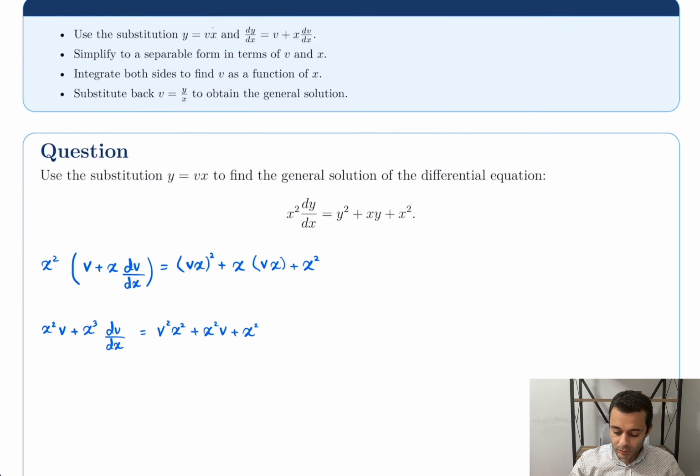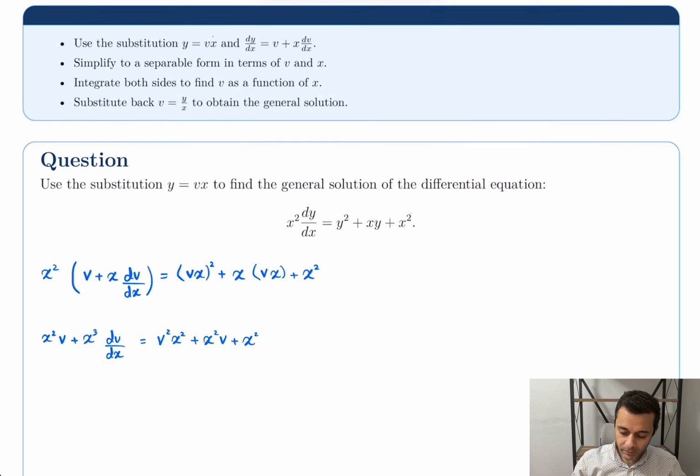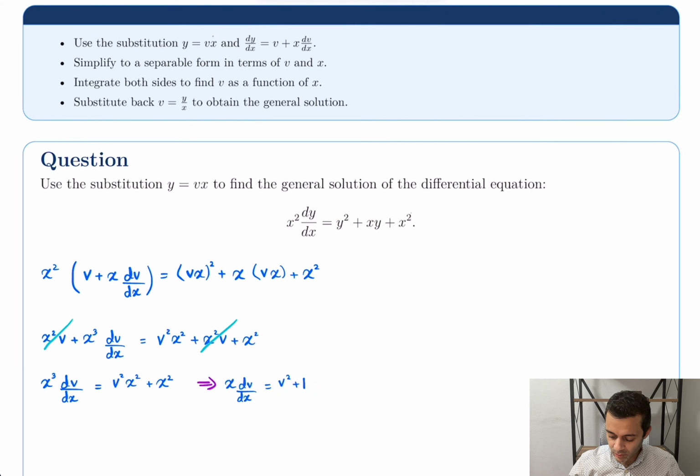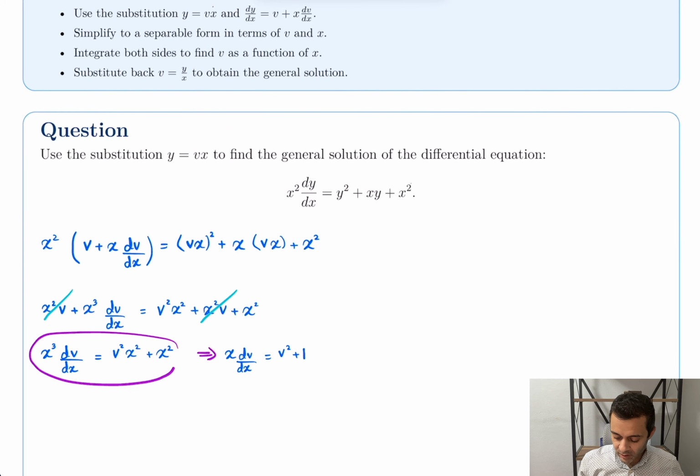Here, you can distribute the power of 2 on v and on x, as you see. Here x times x will be x squared, and here we have plus x squared. Notice that we can cancel x squared v and x squared v. So the resulting equation after cancellation will be the same equation but after we cancel these terms.